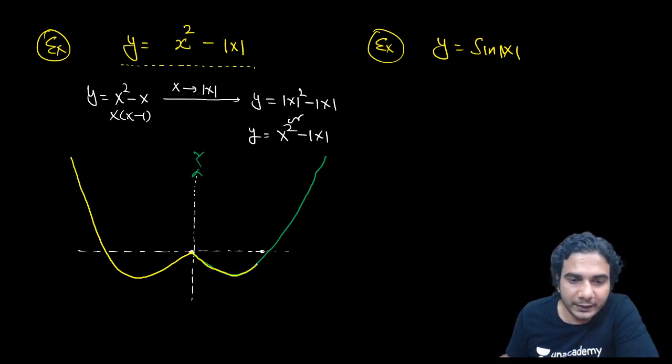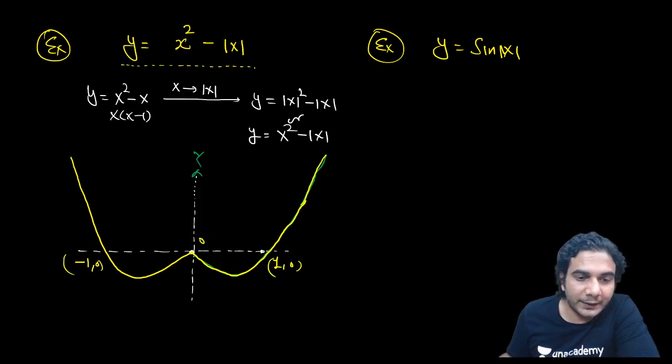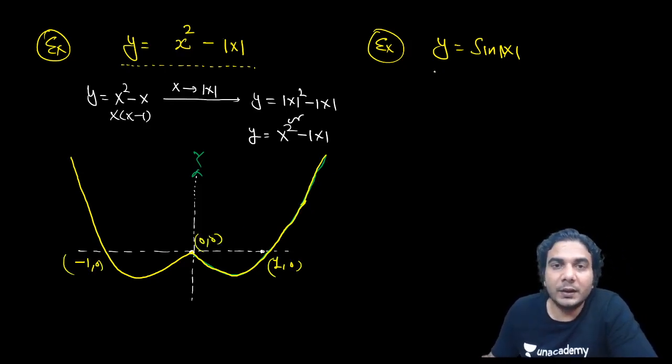So this complete graph is now the graph of y is equal to x square minus mod of x, all right. So this point is 1 comma 0 and this point will be minus 1 comma 0 and this point is 0 comma 0, all right. Now y is equal to sine of mod of x. So let's see.